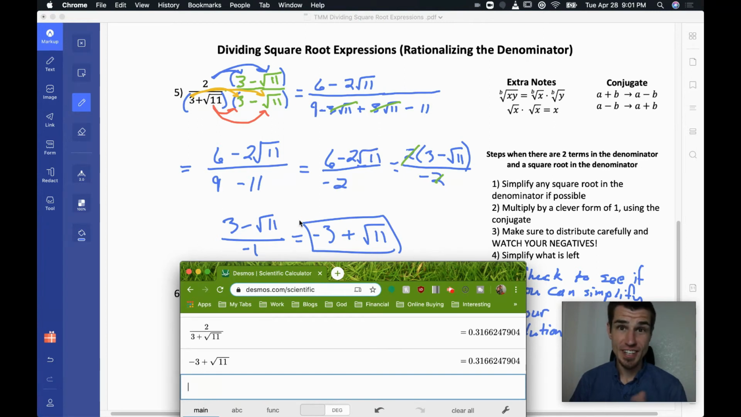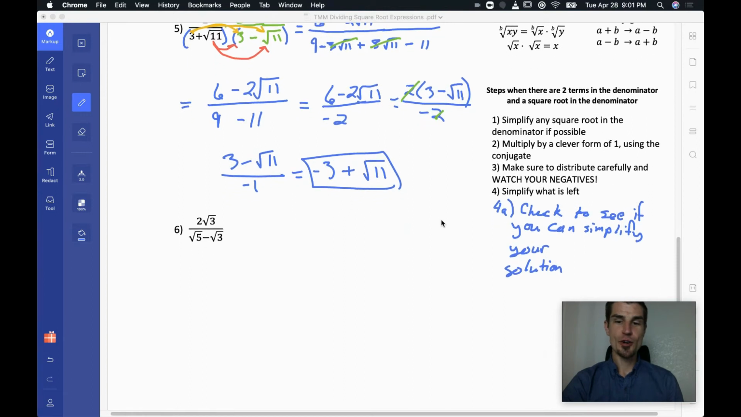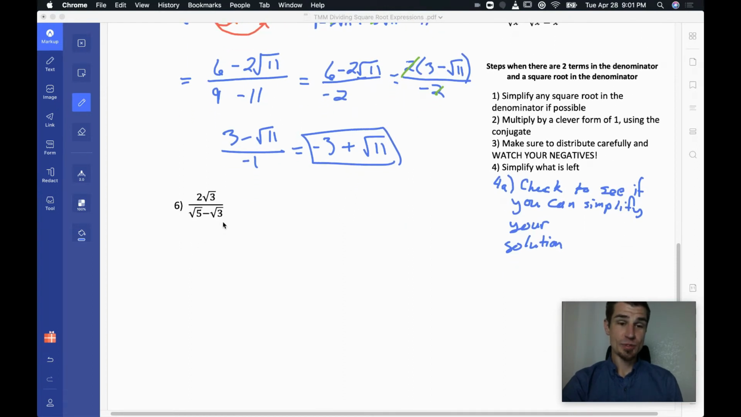We're rationalizing the denominator. So for our last one here, this one ends up having 2 square roots in the denominator, but don't let that freak you out. It's the same idea. We want to multiply by the conjugate, okay? But we do want to go ahead and check to see if we can simplify anything in the denominator with the square roots, and we can't. That's step 1. Go ahead and check that, because really, if you can, it'll save you some effort later, but we don't have to worry about that.